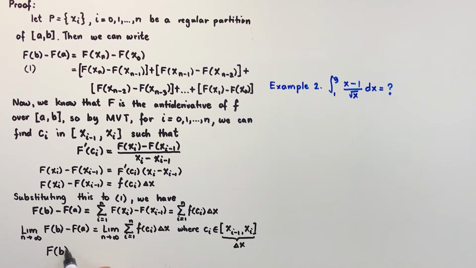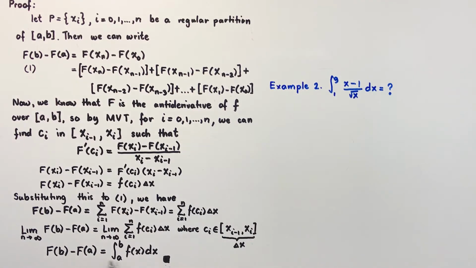So this is big F of B minus big F of A, which is equal to the limit of the sum, which is a Riemann sum. So this is the integral from A to B of our small f of x dx. So this is the end of this proof, that the difference of big F of B and big F of A is equal to the integral from A to B of small f of x dx.